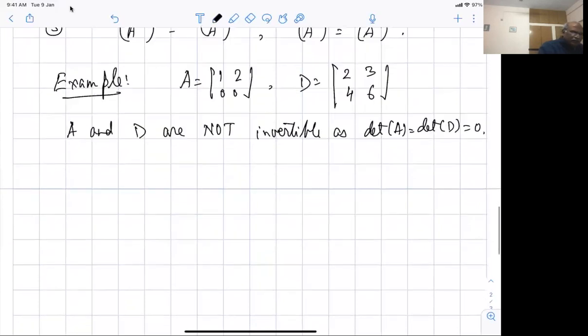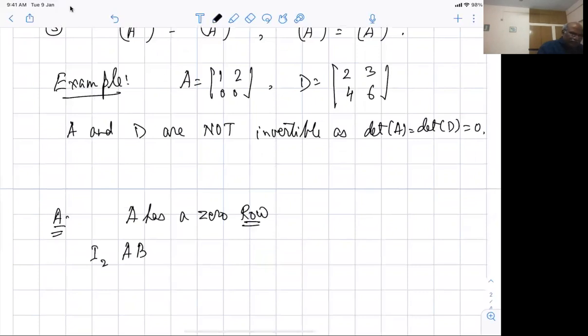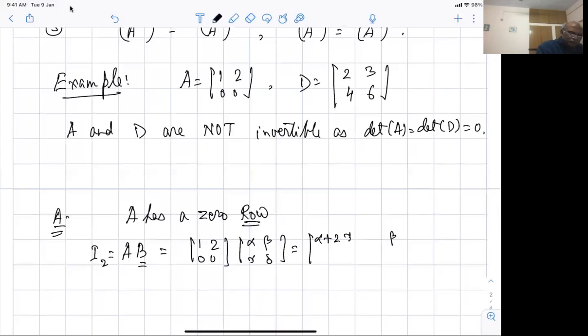If I look at example 1, A, then A has a 0 row. Since A has a 0 row, if I write A times B, I want A times B to be identity. So this is the same as 1 2, 0 0 times B. Now if this matrix B has alpha, beta, gamma, delta as the entries, whatever I do, just multiply it here. You'll get here alpha plus 2 gamma, beta plus 2 delta. You get 0 here and 0 here.